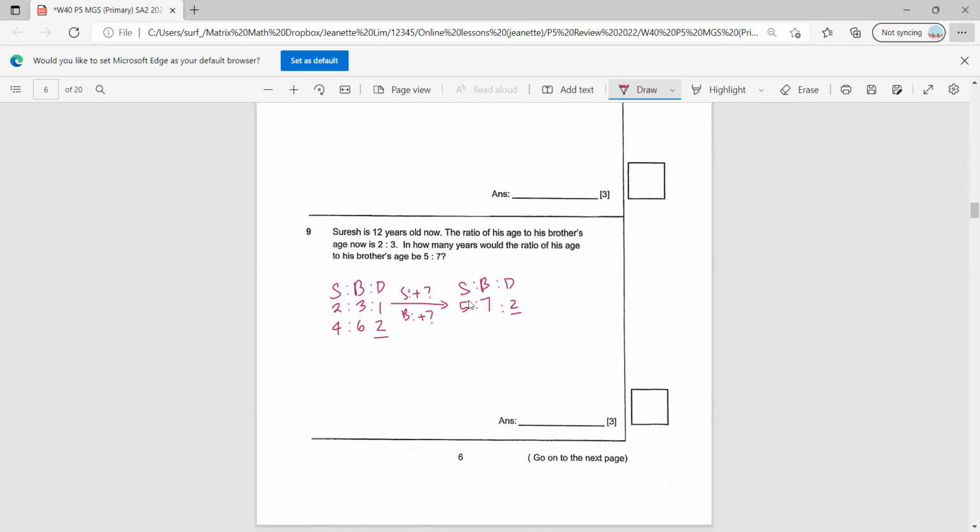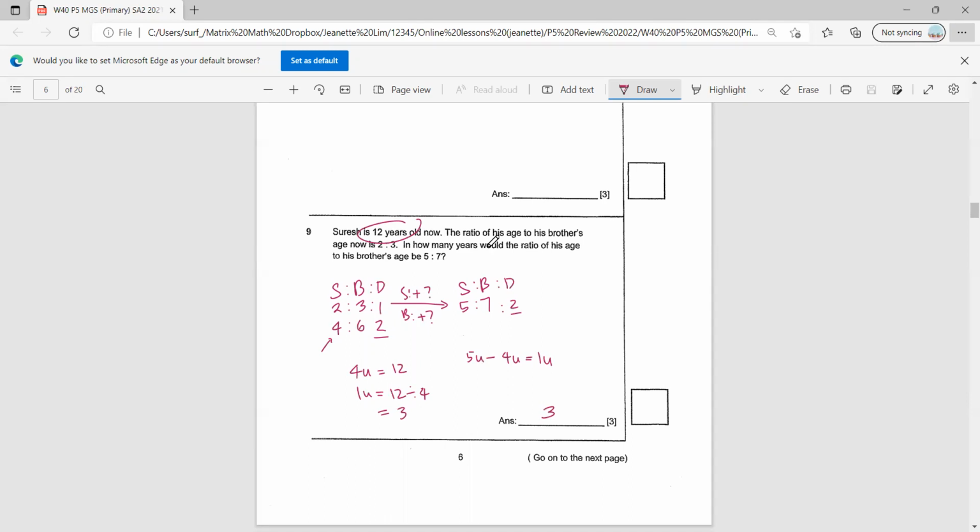Okay, so 12 years old is 4 units at first. So 1 unit is 3. We're finding the change from 4 units to 5 units, which is 1 unit. Then this is what we want, right? 1 unit. So the answer is 3.